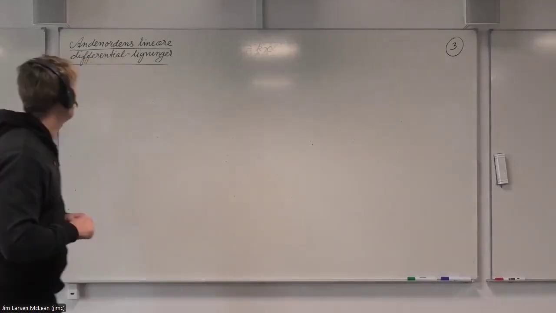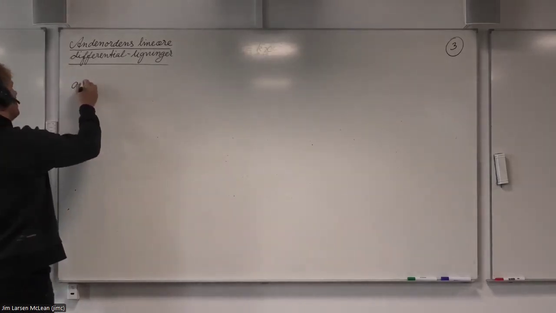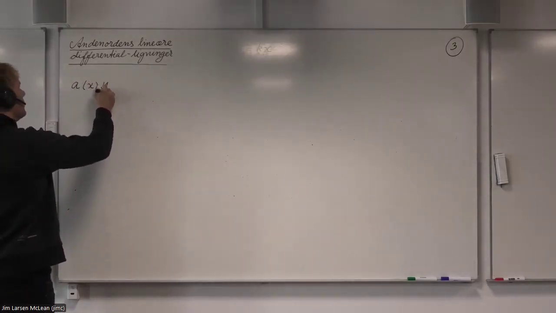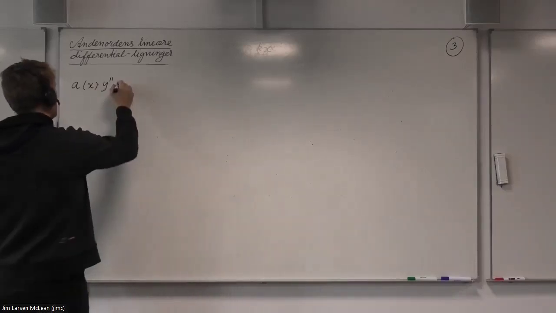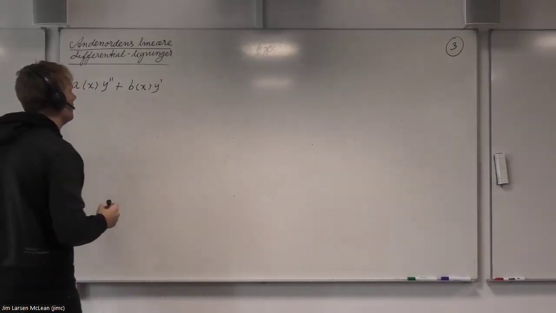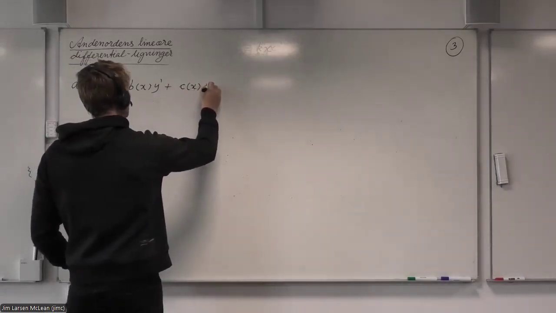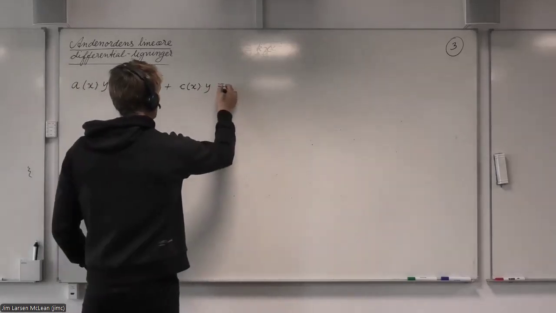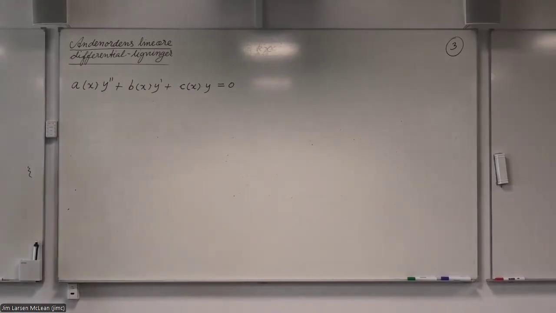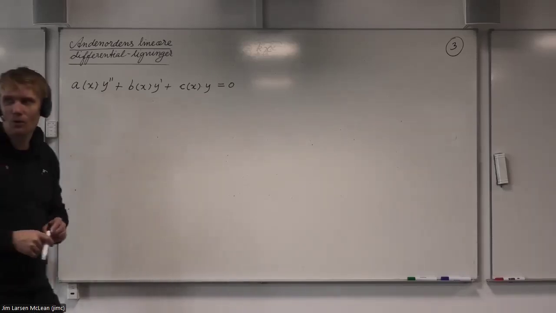What is a second order linear differential equation? If it is a second order linear homogeneous differential equation, it looks like this. Some function a of x times y differentiated twice, plus some other function b of x times y differentiated once, and plus some function c of x times y, not differentiated at all, must be equal to 0. If a differential equation can be written in that form, it is called a second order linear differential equation with variable coefficients and homogeneous. That's a lot of words to remember.